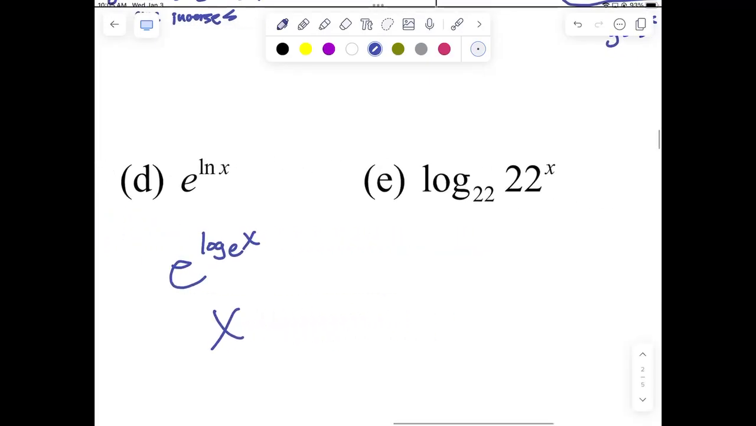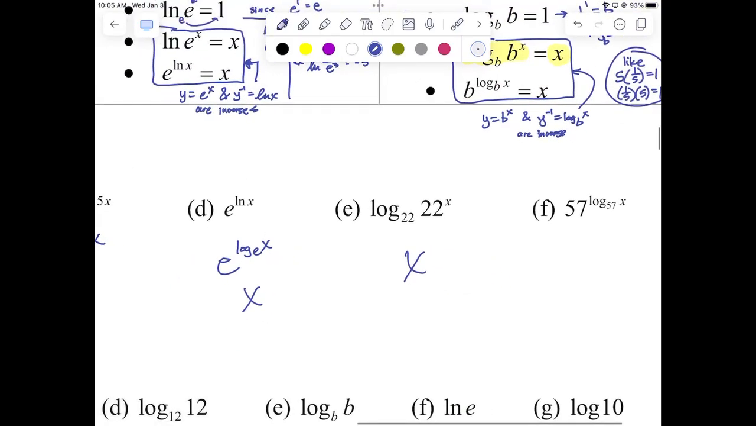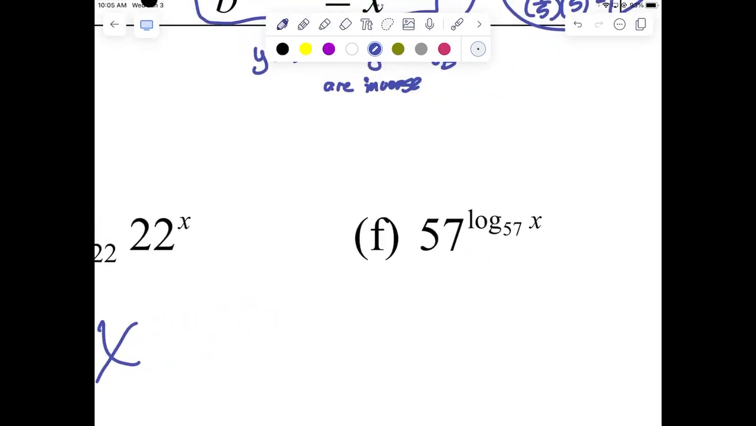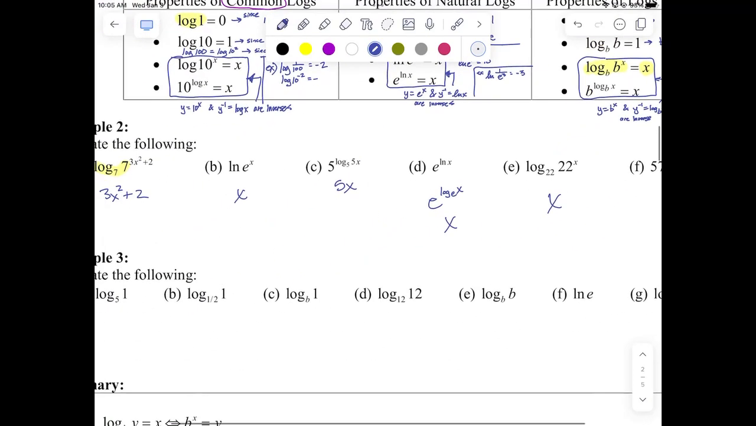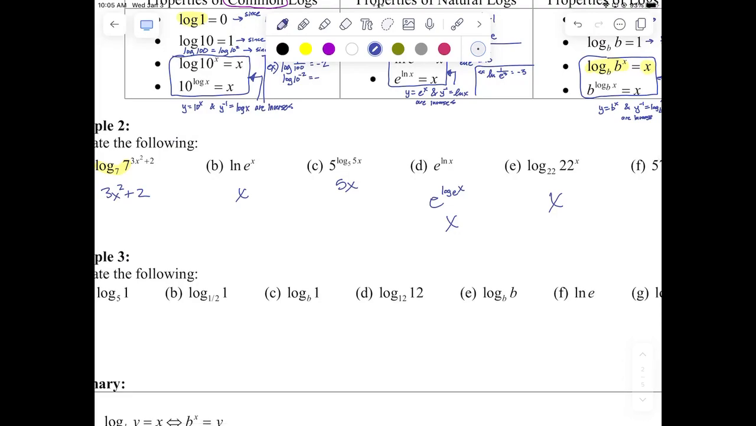What is log base 22 of 22 to the x? x. You're going to be ready for a quiz tomorrow. How about that on day 2? What about 57 to the log base 57 of x? It's just x. This is easy.